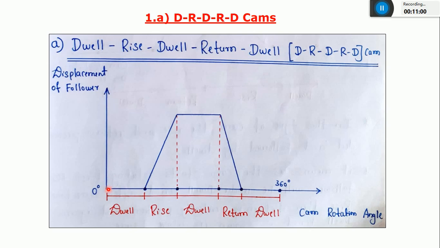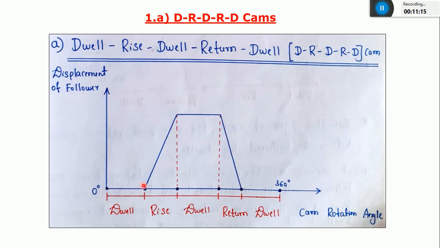It means the curve is flat. Correct? It means the follower is under rest. The follower is at rest, but the cam is rotating, so I can call it a dwell period. There is no movement of the follower.